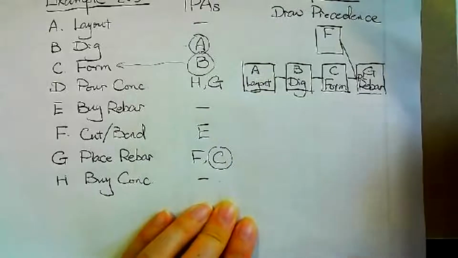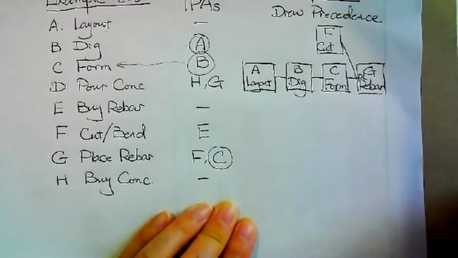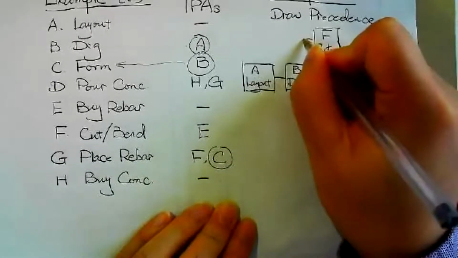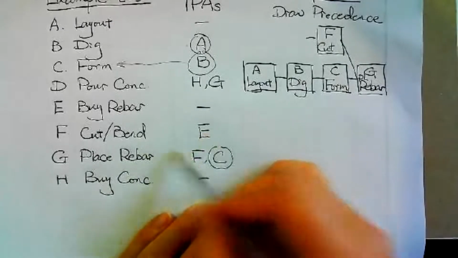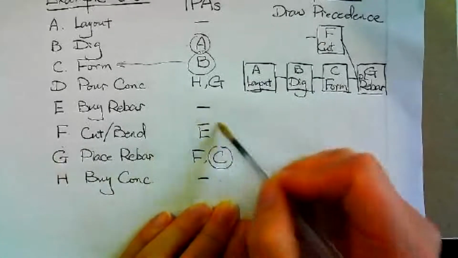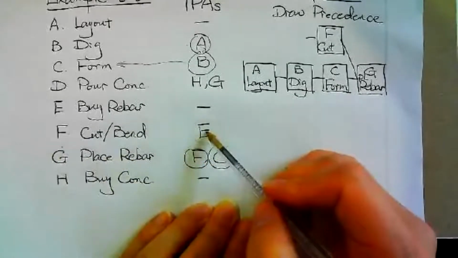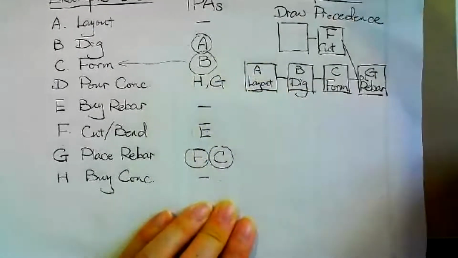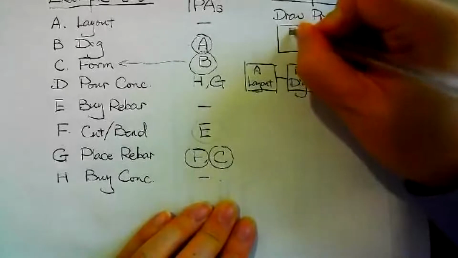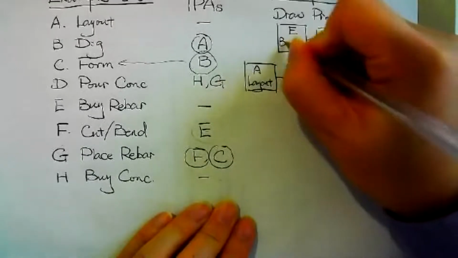F is cut and bend. Cut and bend is not procurement yet. Then we need to trace back further. So this one traces back to E. Okay, trace back to F, and F traces back to E. So over here, E is a procurement. So that's another end of this branch. This is the end of that branch. E is buy rebar.